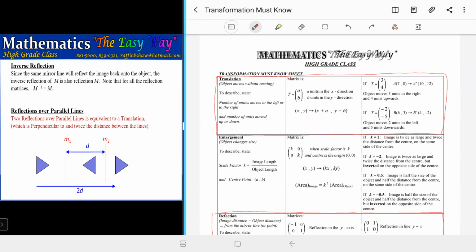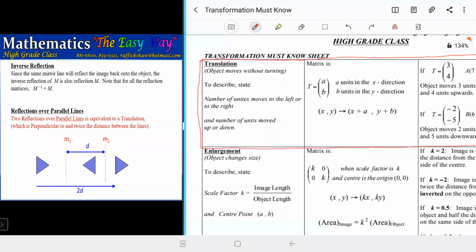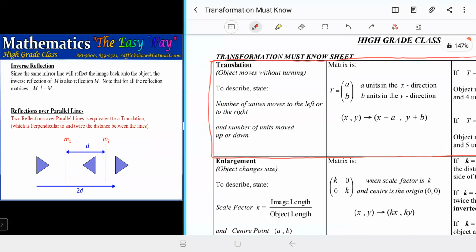If you're describing a translation, you have to state how many units the object moved left or right, together with how many units it moved up or down. That is how you describe a translation.